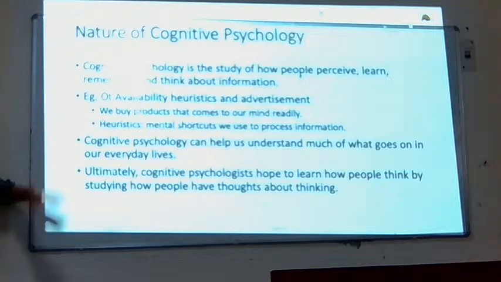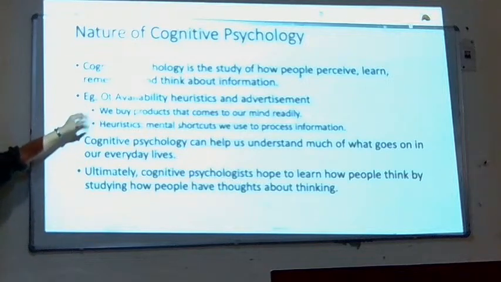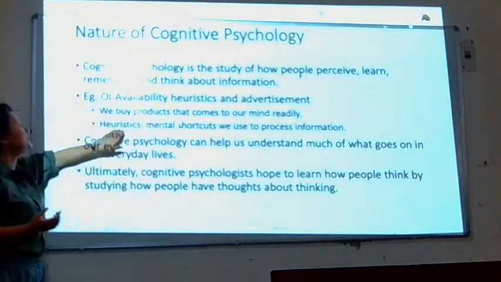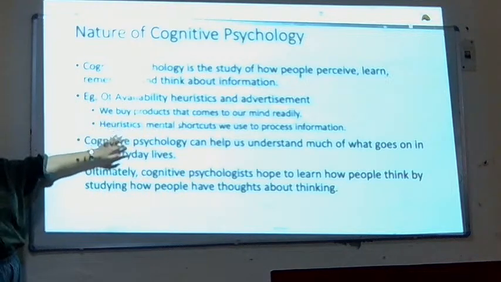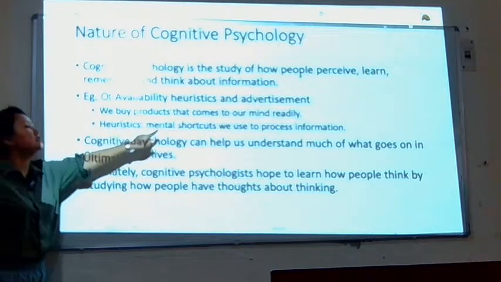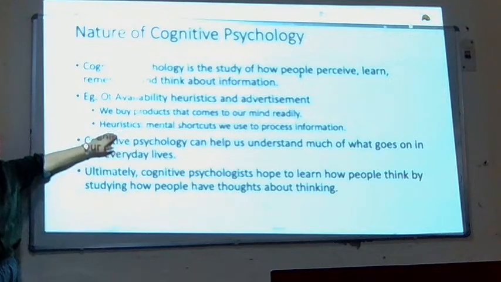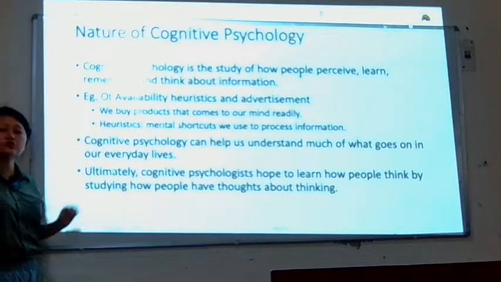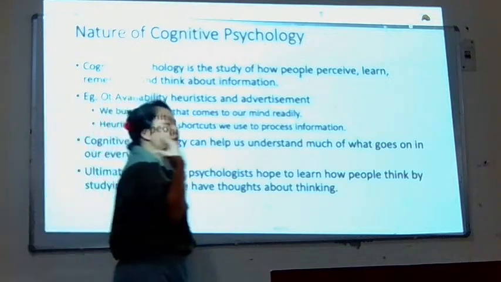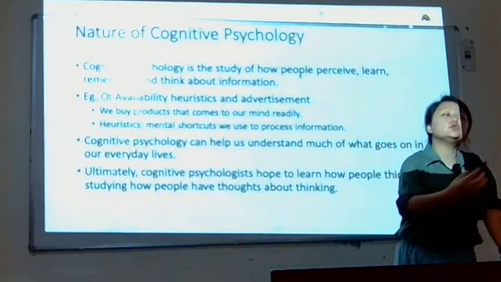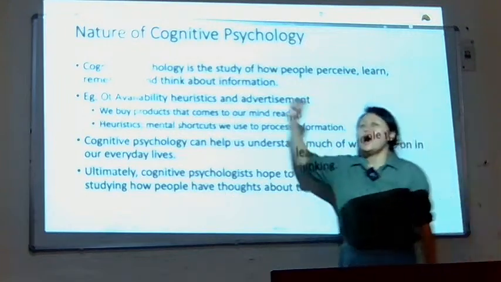Here I have given the example of availability heuristic and advertisement. What is availability heuristic? Before that, let's talk about heuristics. Heuristics are mental shortcuts you use to process information. Whatever is available to us, we tend to go to it.